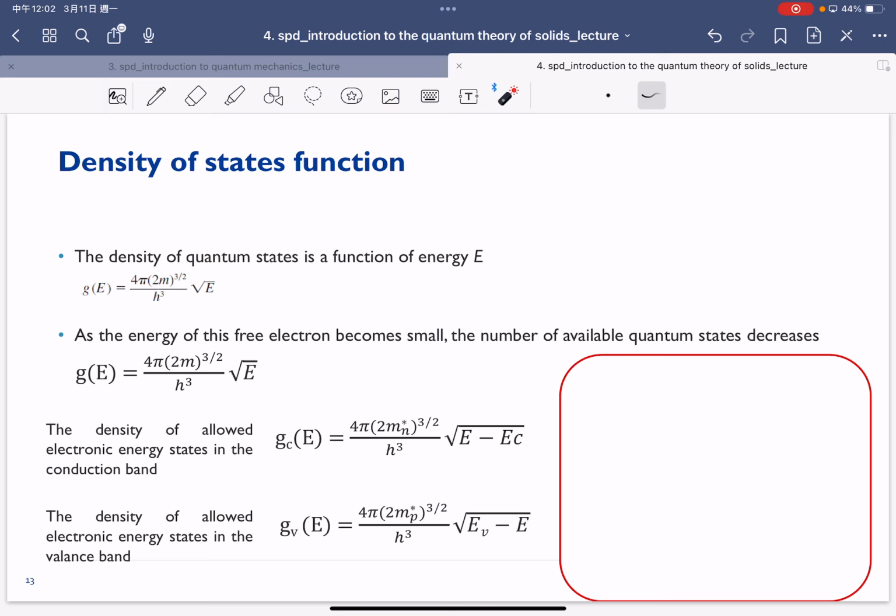The density of state can be considered in two parts. One is the allowed electron energy state in the conduction band. Another one is the allowed electron energy state in the valence band. And it would make more sense if we plot it.